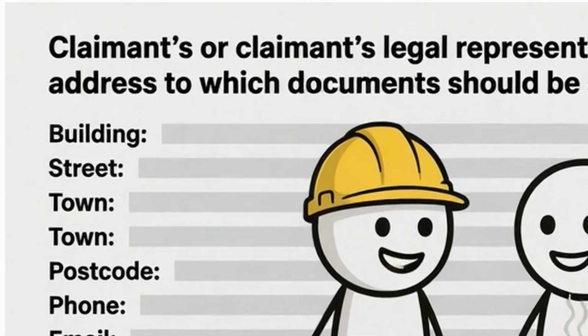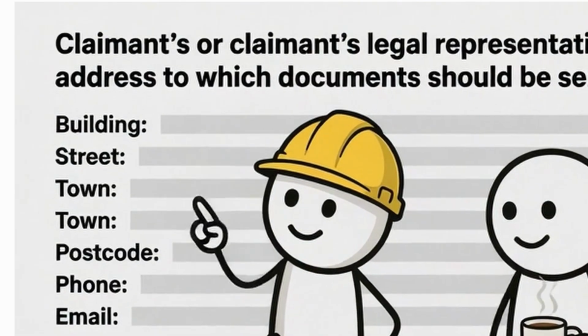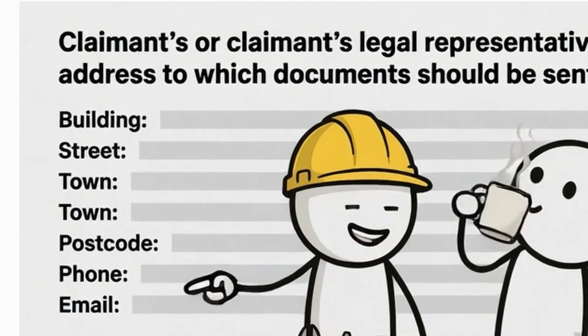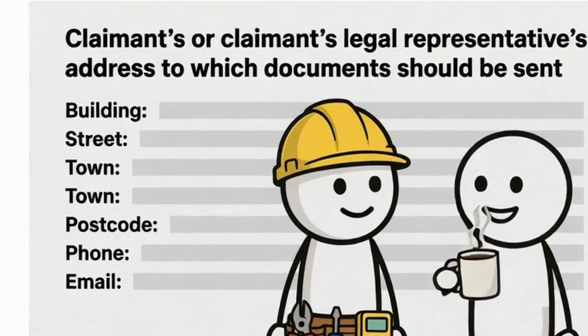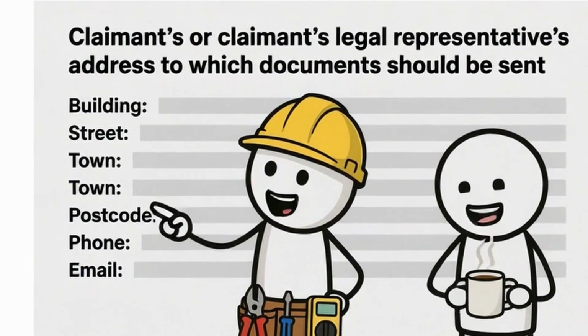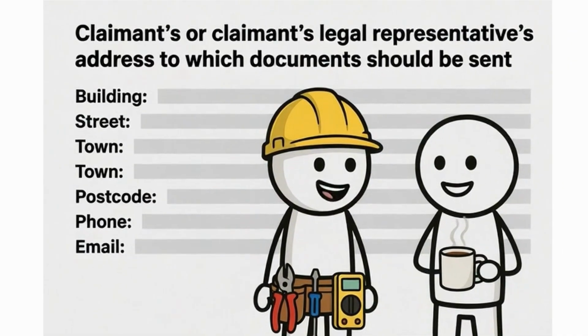Finally, there is a section for the claimant's or their legal representative's address for service. This typically includes building and street, second line of address, town or city, county if applicable, postcode, phone number, DX number if used, reference, and email.